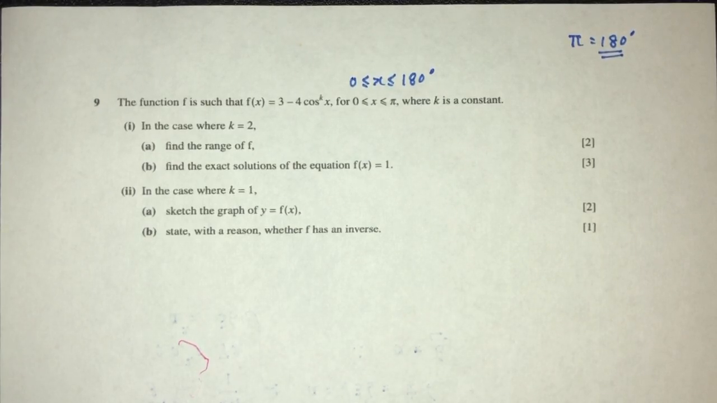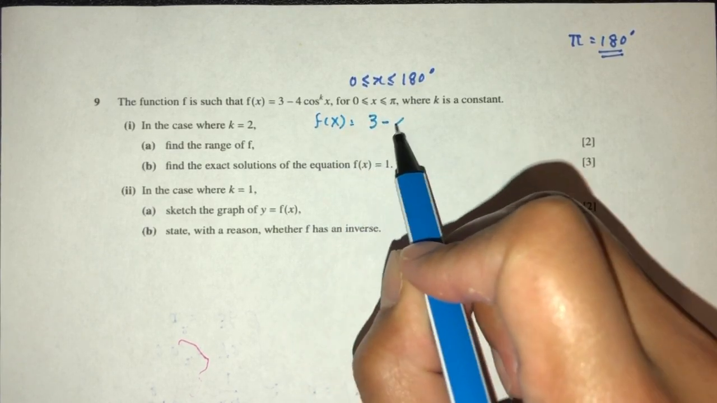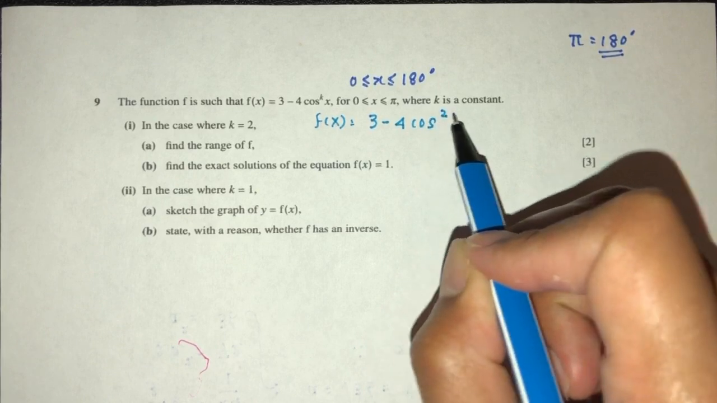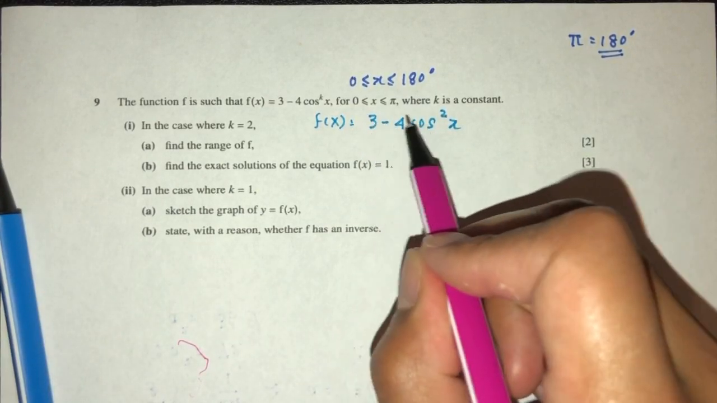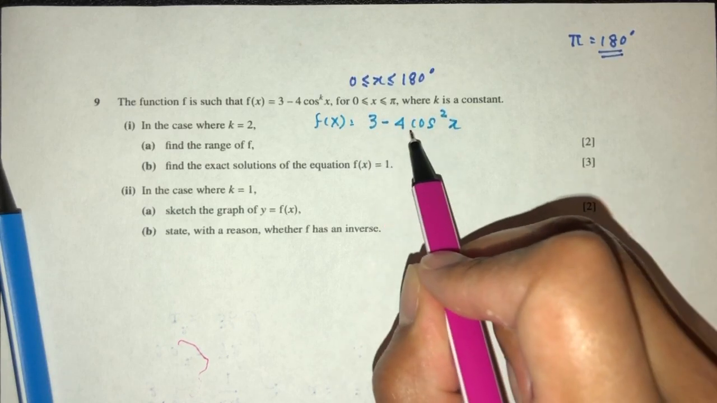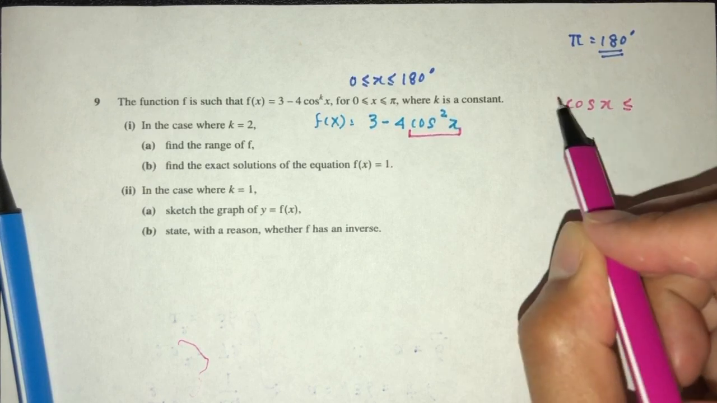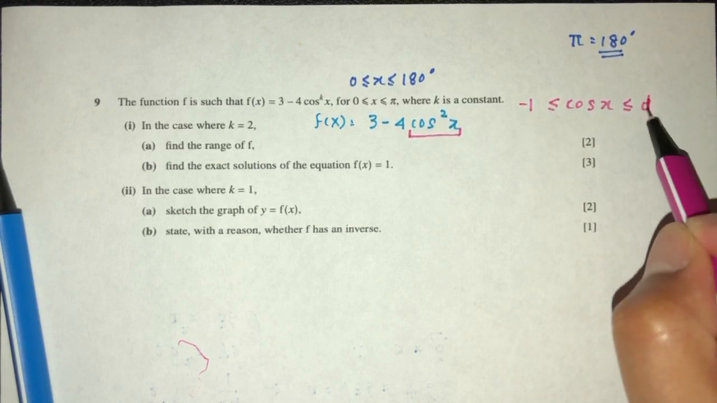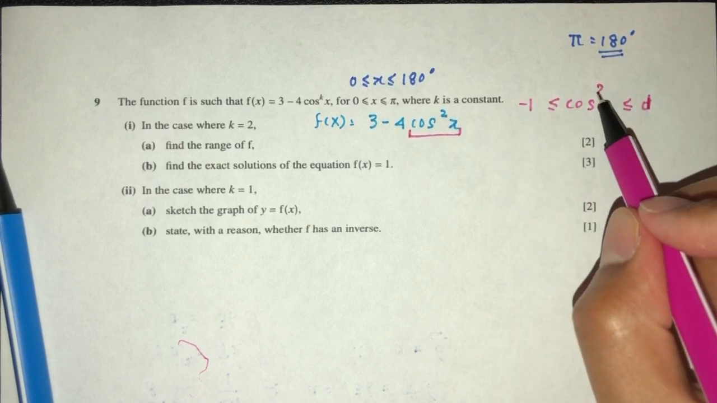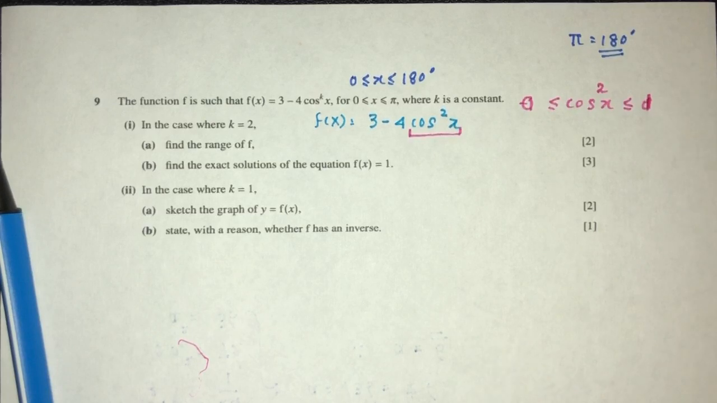Now, in the case where k is 2, we have to find the range of f. So pretty easy. f of x will be 3 minus 4 cos square of x. Now we understand this is a constant, this is a multiple. These two will not change. The only thing changing will be this one. Now we know that cos of x is between minus 1 and 1, not 0. But if you square this, this will become 0 and 1 because we cannot take any negative value.